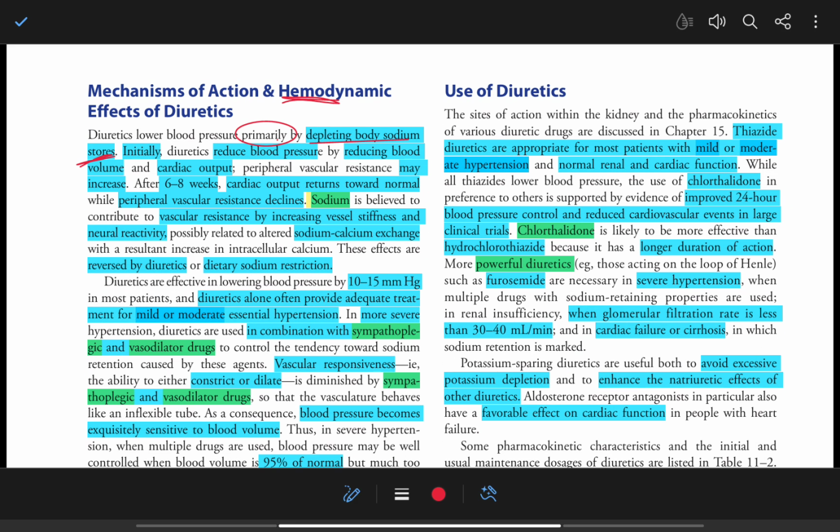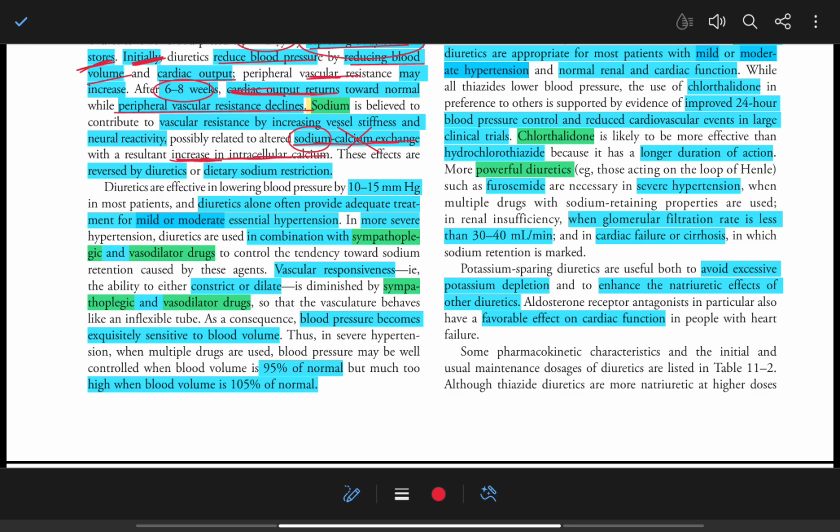But initially, there will be a decrease in cardiac output. Then after 6 to 8 weeks, cardiac output will remain normal, then your peripheral resistance will decrease. So let's proceed. If you are taking diuretics, it has the ability to reduce your blood pressure by just about 10 to 15 millimeters of mercury. That's what it does. So if you're taking it alone, it can reduce your blood pressure by 10 to 15 millimeters of mercury for most patients.